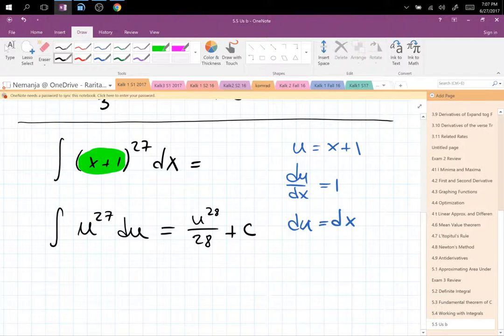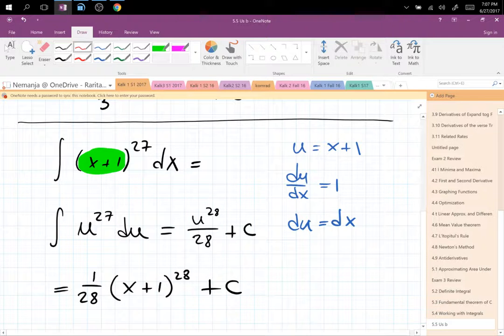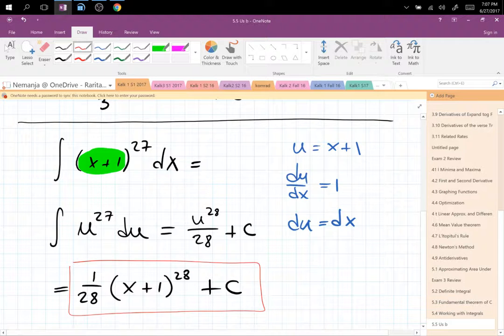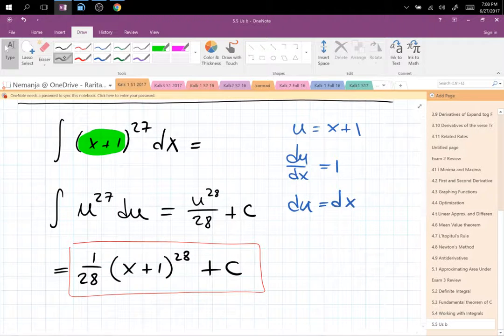But the problem was posed in x, and we have our solution in u, which means that we now have to change the variable back and substitute. So I have 1 over 28, and instead of u, I have (x plus 1) to the 28 plus c. And now you can see that the answer is in terms of x. So you get used to this as you do problems over and over again.